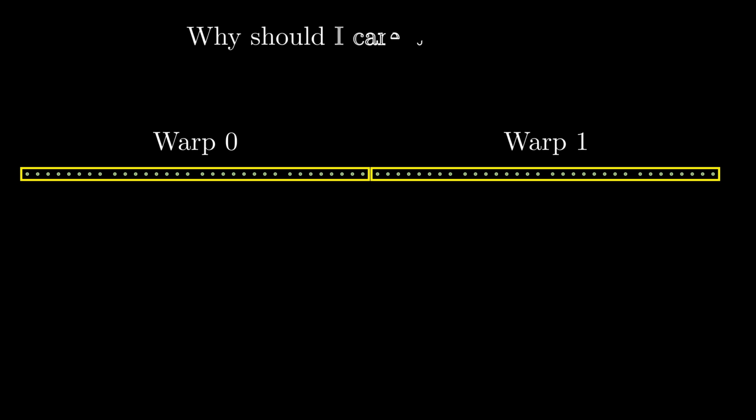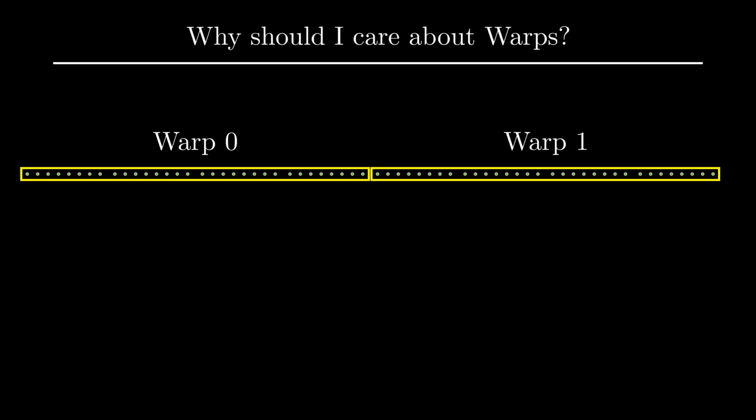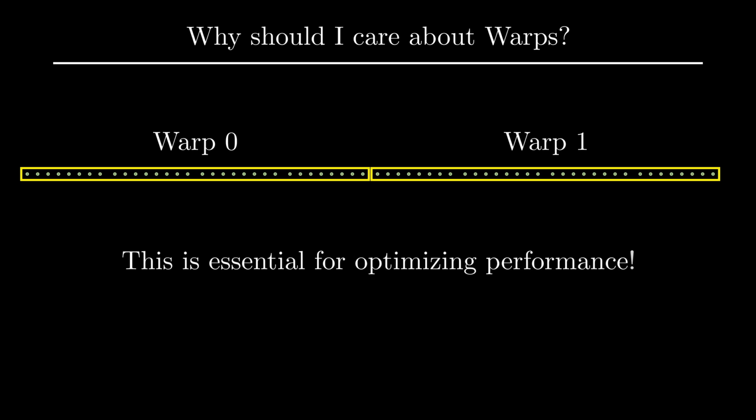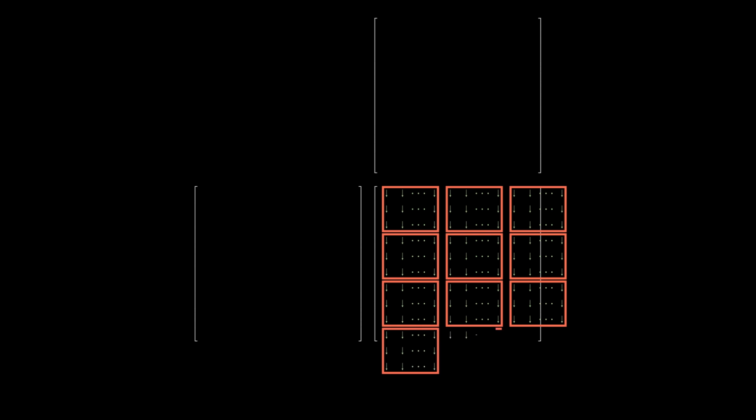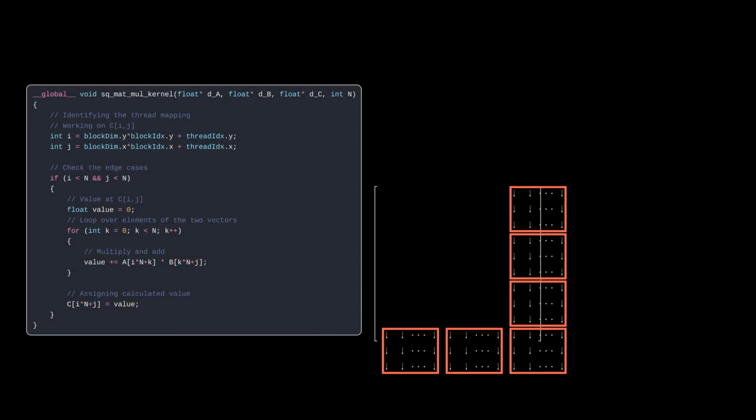A genuine question now is, why should we care about this? We as programmers should understand the concept behind warps because the knowledge of warps is useful for understanding and optimizing the performance of CUDA applications. Consider a matrix multiplication example. We have already seen that there will be a few blocks whose threads lie outside the matrix bounds. To avoid any data corruption, we use a simple if-else statement. This is where we need to understand how warps work around a situation like this.